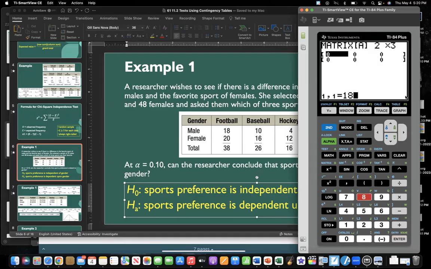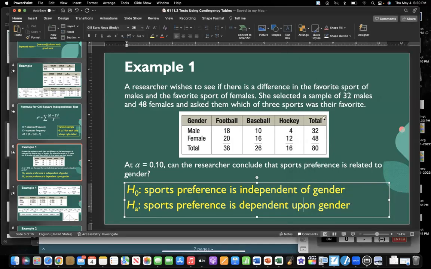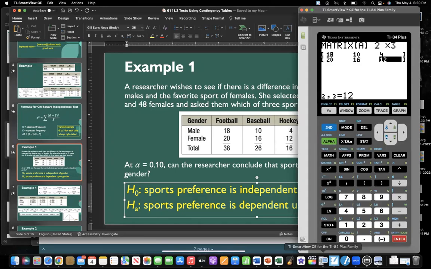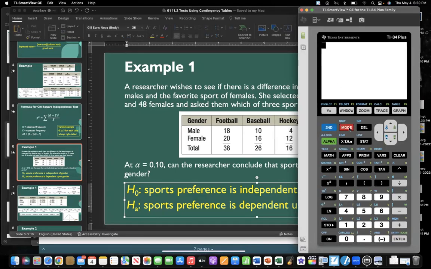So I could type in the 18, click enter, 10, enter, 4, enter, 20, 16, and 12. So I could type in my values. Don't type in the totals, right? So just the values. And you could quit out of this. It'll save. So if you go back to the matrix menu, you can see now it has a 2 by 3 save. So it tells you what's saved.